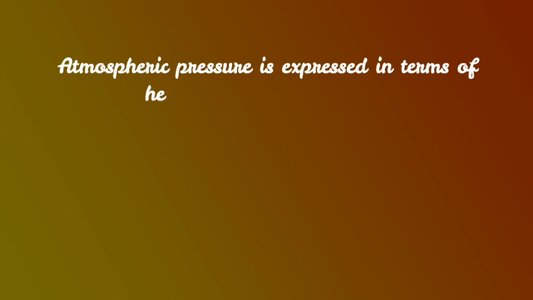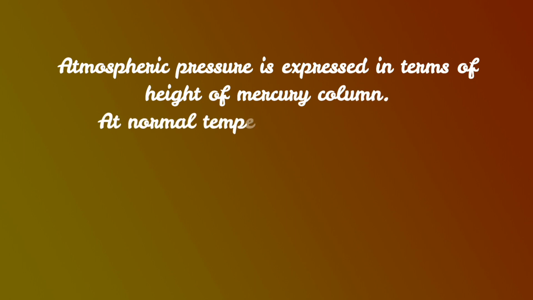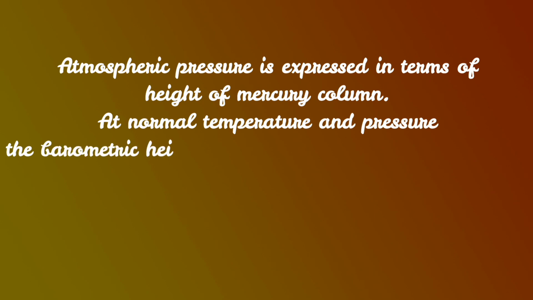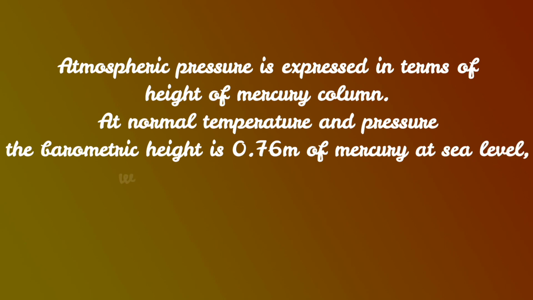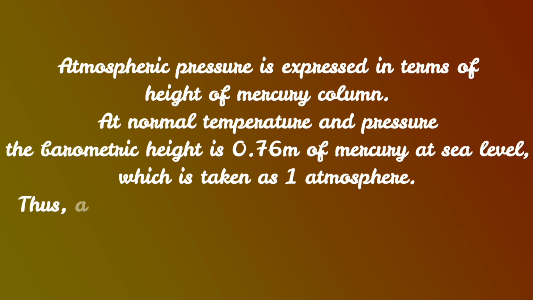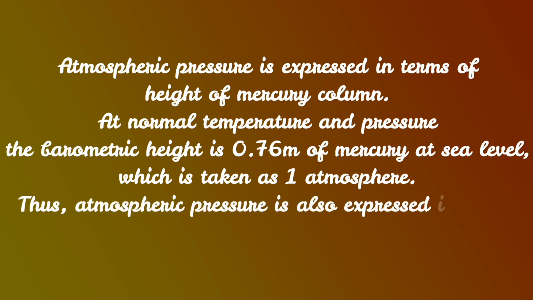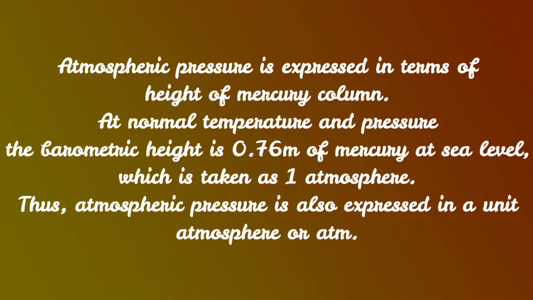The atmospheric pressure is generally expressed in terms of height of mercury column. At normal temperature and pressure, the barometric height is 0.76 meter of mercury at sea level, which is taken as 1 atmosphere. Thus, 1 atmospheric pressure is also expressed in a unit atmosphere or ATM.